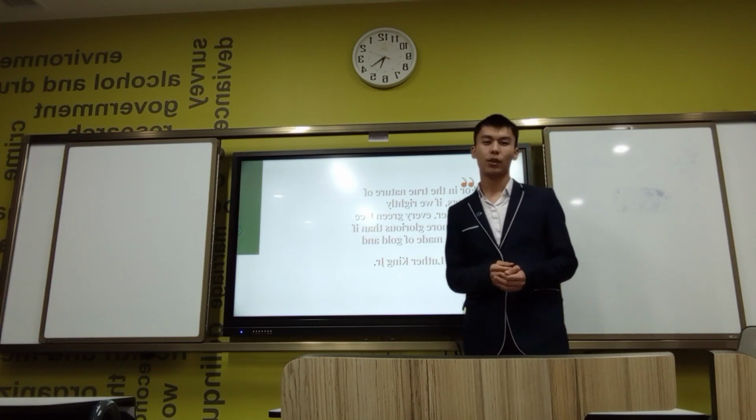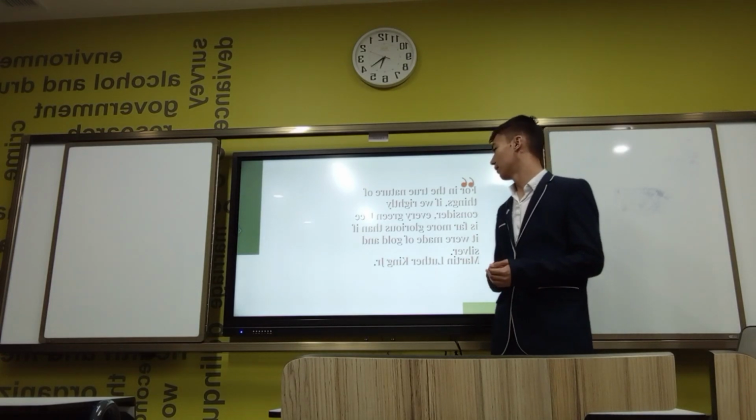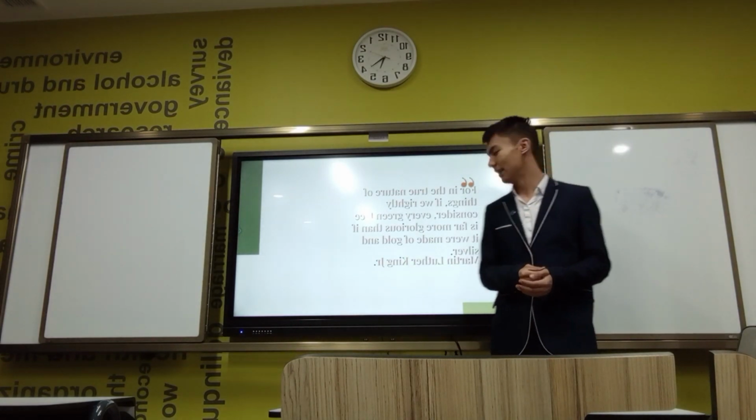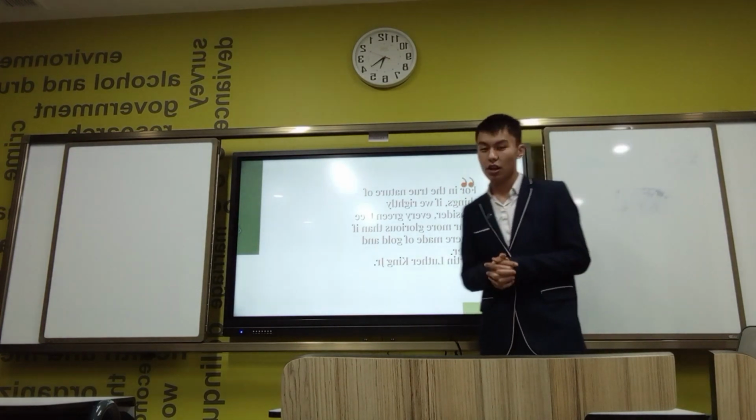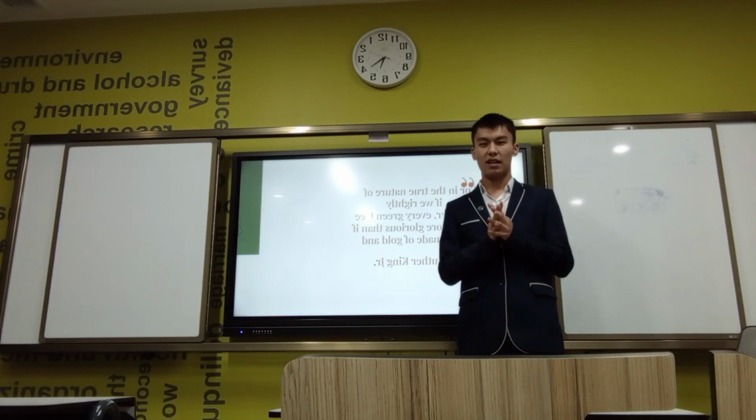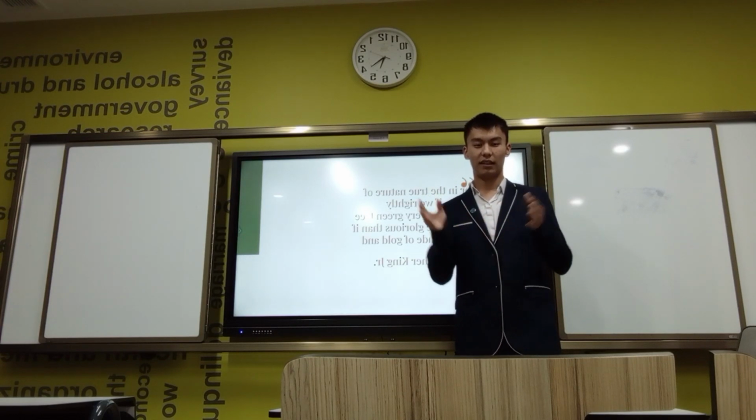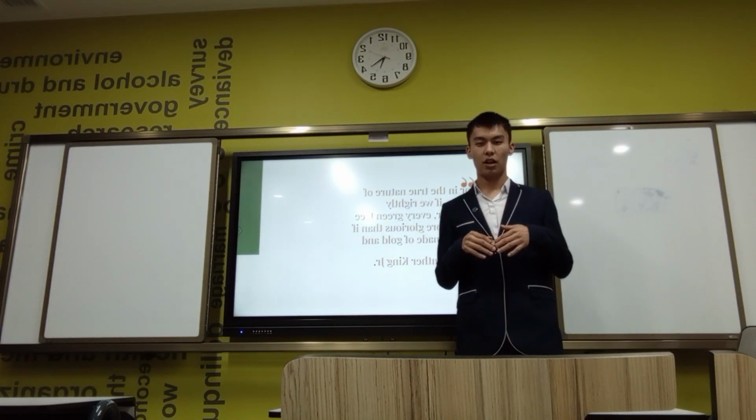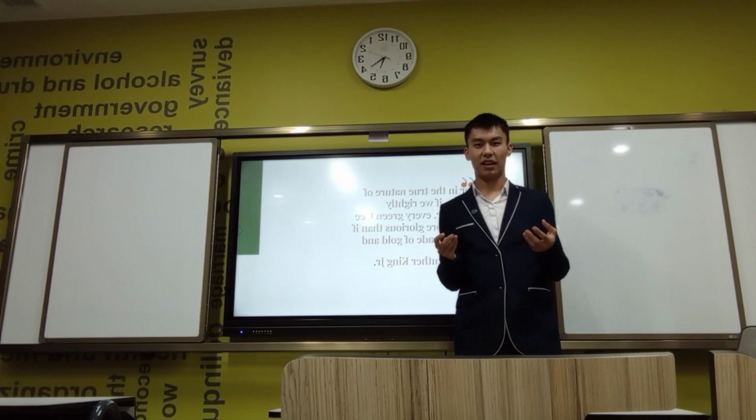Martin Luther King, the American activist, said that in the true nature of things, if we rightly consider, every green tree is far more glorious than if it were made of gold and silver. So if we use nature and plants correctly, and live with them on one earth, then if they die, we will die. So let's save our nature, let's save humans.